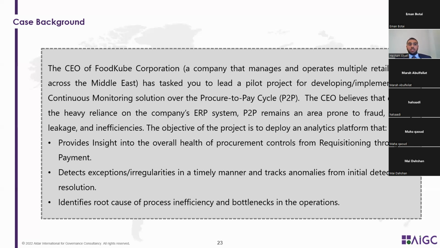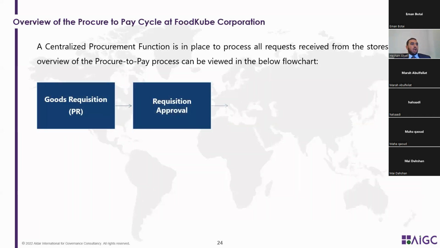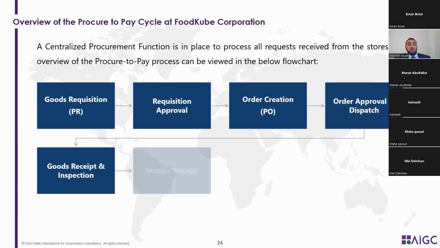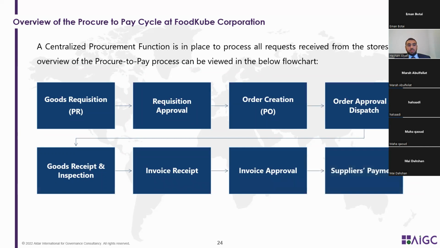The objective of the project is to deploy an analytics platform that provides insights into the overall health of procurement controls from the moment we request an item through the payment, detect exceptions and irregularities in a timely manner, track anomalies from initial detection to resolution, and identify root causes of process inefficiency and bottlenecks in the operations. We were also informed, as part of our process understanding, that a centralized procurement function is in place to process all requests received from the stores.